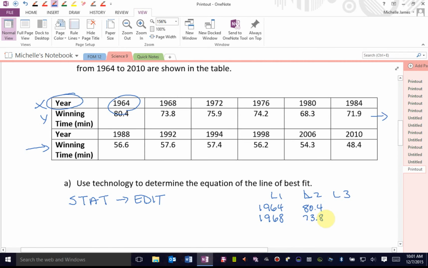L1. L1 is all the years. Thank you, Charlie. L2 is all the winning times. So you can go down and do all the years. You can go one and then across. I don't care. Go do all the downs and then go over to your L2 and do all of them. It's up to you. We're not doing L3 because we only have two sets of data. So type in all of your data points.